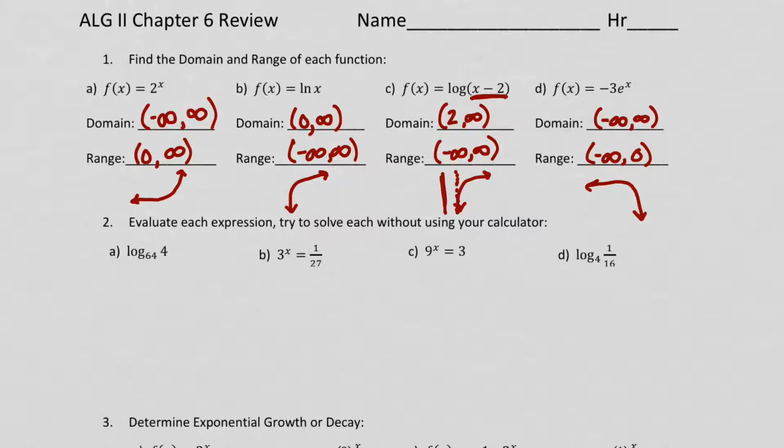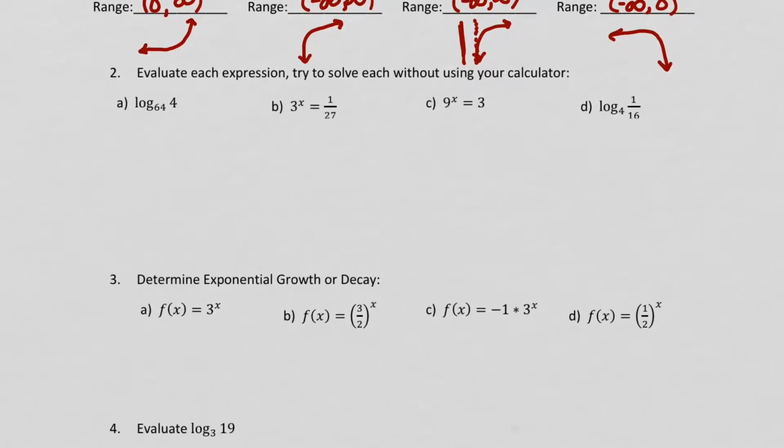All right, and then number 2, we want to evaluate these problems. And we're going to try to solve them without using a calculator. So for A, I want to rewrite this so I can try to figure out what x is. We're going to say this will equal x. Okay? So that means 64 to the x power will equal 4. That's how we rewrite this. And I need to know what power do I take 64 to get me the number 4. Well, it's getting smaller, so I know it's going to be a root. So it's going to be a fraction. And then I think of, okay, 4 to the third power gets me 64, so going backwards means the third root will get me from 64 to 4.